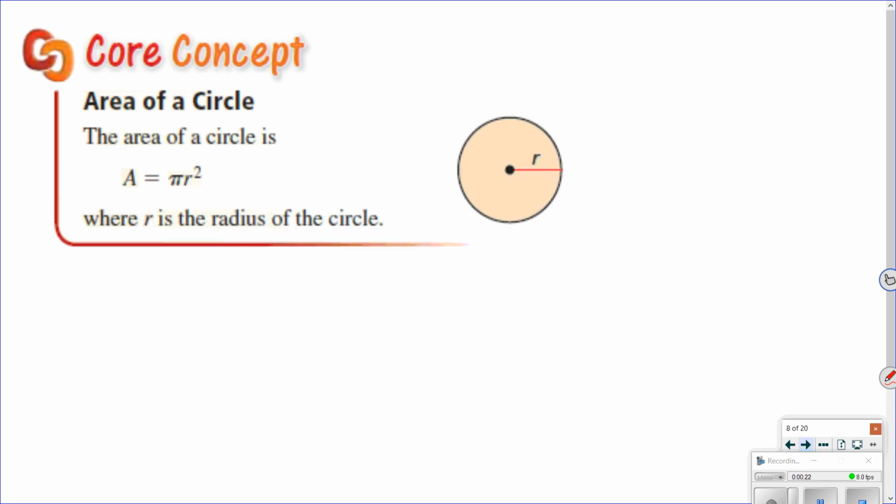Just a quick review of area of a circle. So we know circumference, we just did, is 2 pi r. The area of a circle is pi times the radius squared. You guys have done that a bunch before.